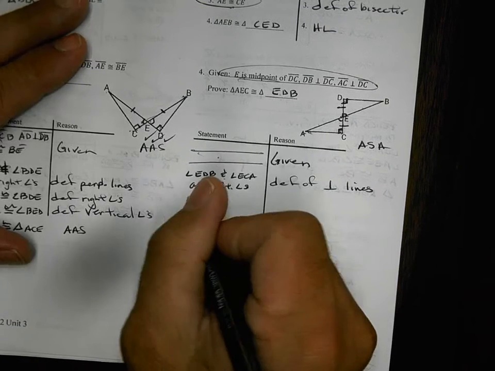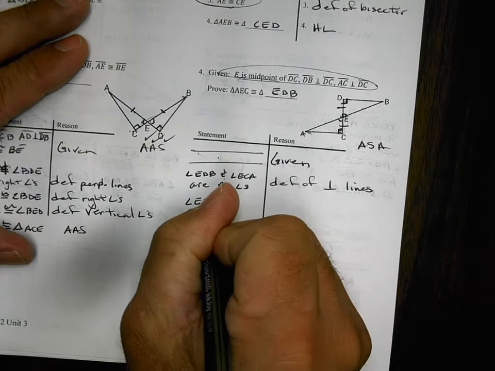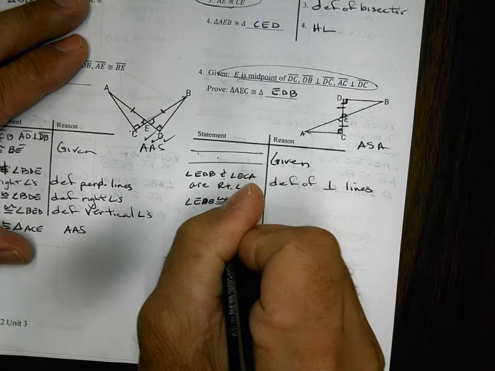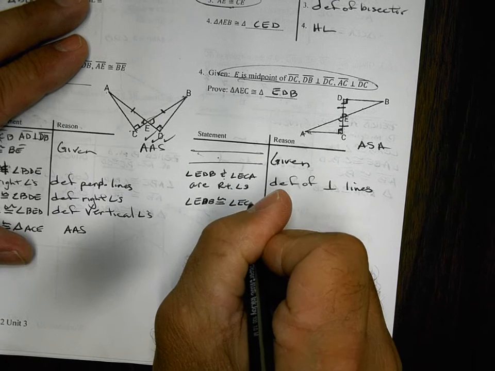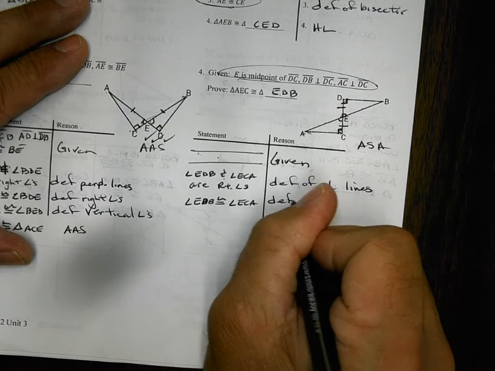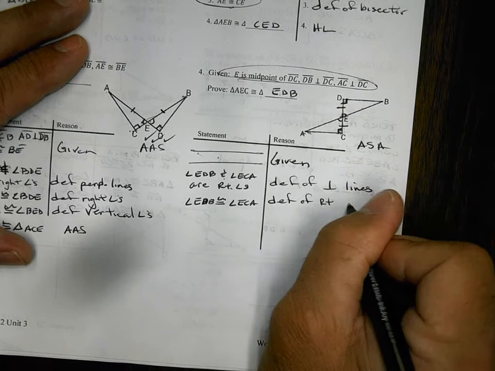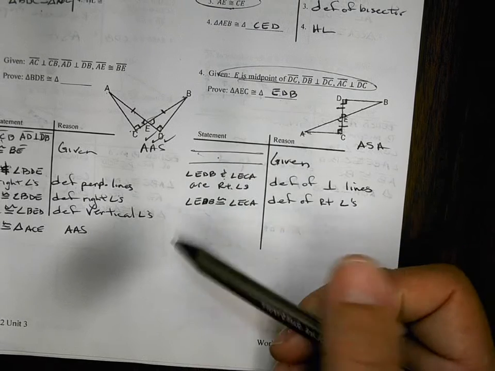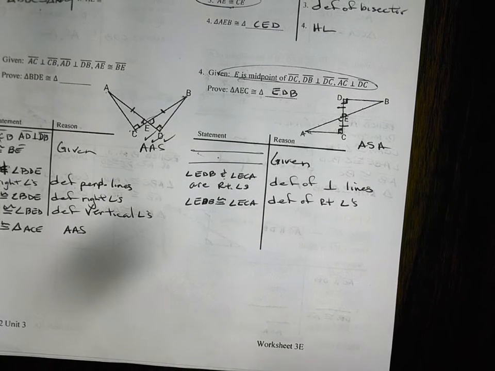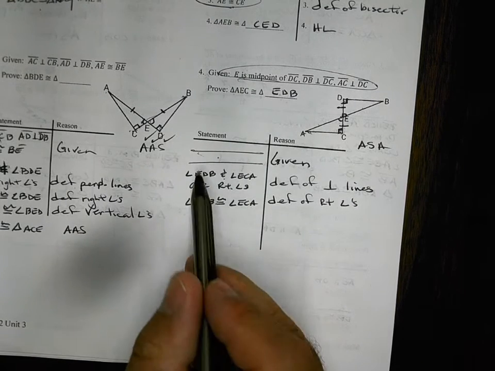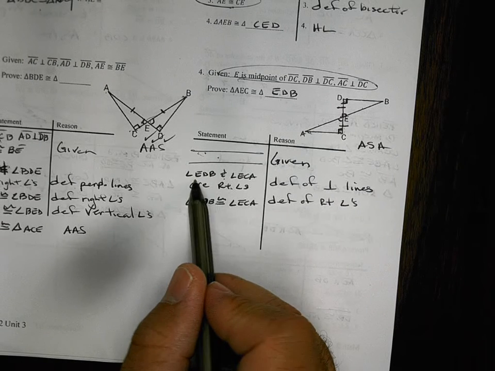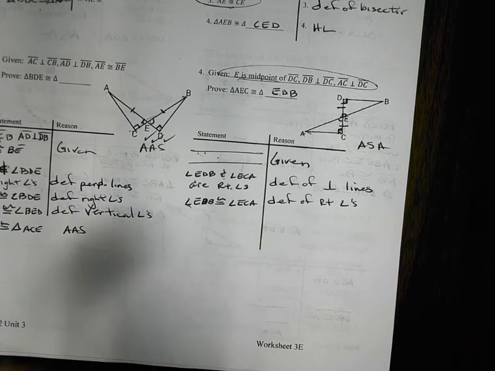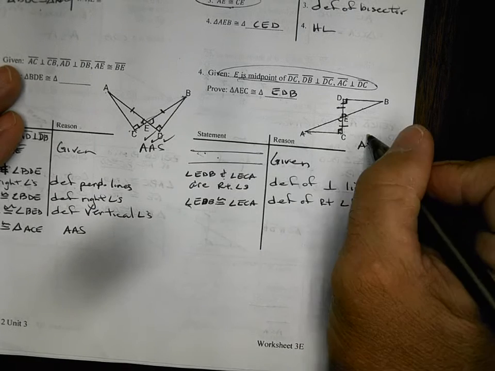So we'll say angle EDB is congruent to angle ECA, and we just put definition of right angles. Do you understand how in a proof you have to use the previous steps to make your next step true? These guys are perpendicular lines, therefore we can say these two angles are right angles, therefore we can say these two angles are congruent. Everything has to be proved. So there's our first angle.